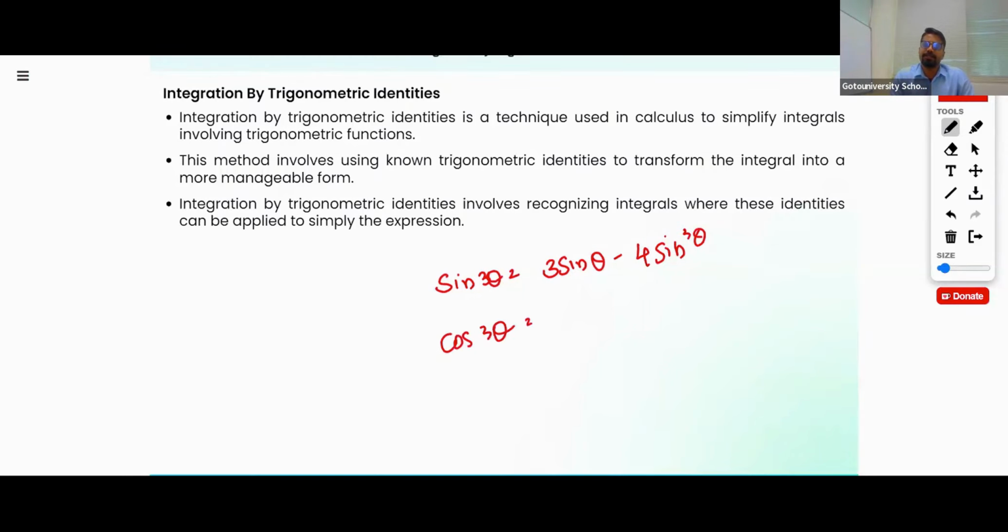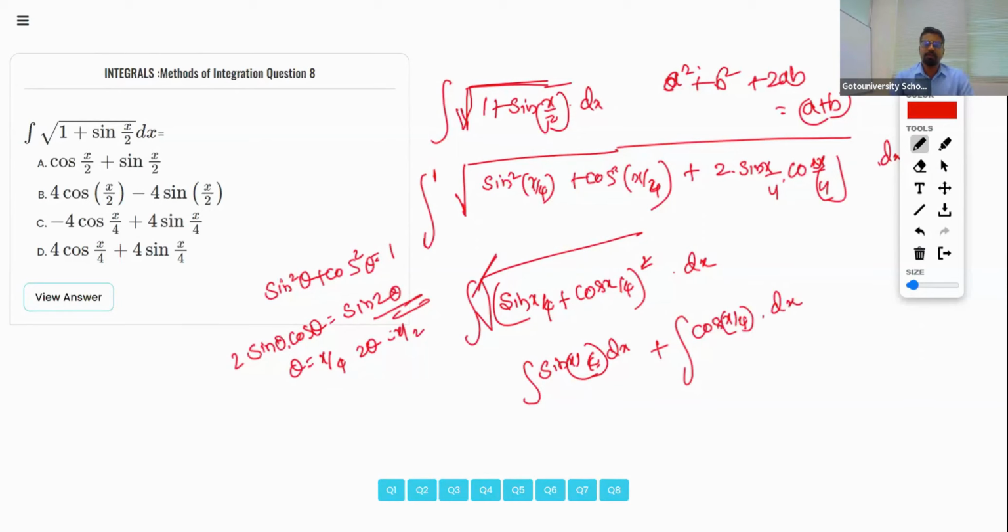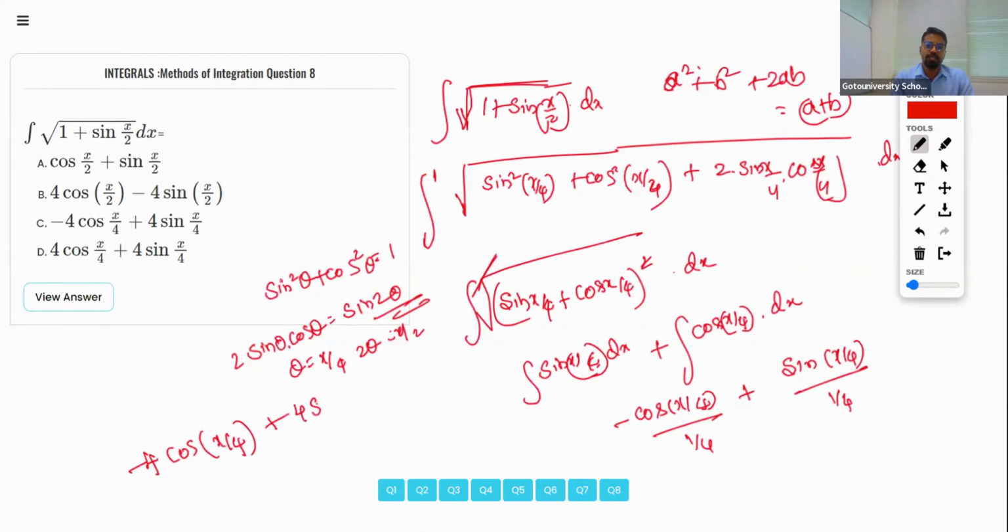So now my problem is simply integral of sine x by 4 dx plus integral of cos x by 4 with respect to x. What is the integral of sine? Minus cos of x by 4 divided by 1 by 4, plus the integral of cos, which is sine of x by 4 divided by 1 by 4. Taking that 4 to the numerator, we get minus 4 cos of x by 4 plus 4 sine of x by 4 with an arbitrary constant c, which is not there in the option. So we can ignore that right now.